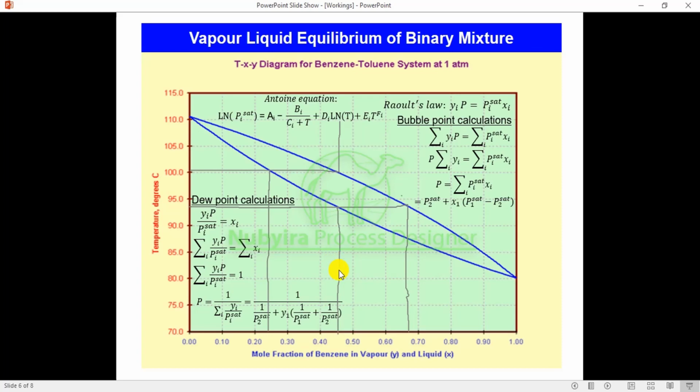But when you are in between, in the saturated region between the saturated vapor and the liquid point, then that is when the mole fractions of the liquid and the vapor will be changing and will be different.